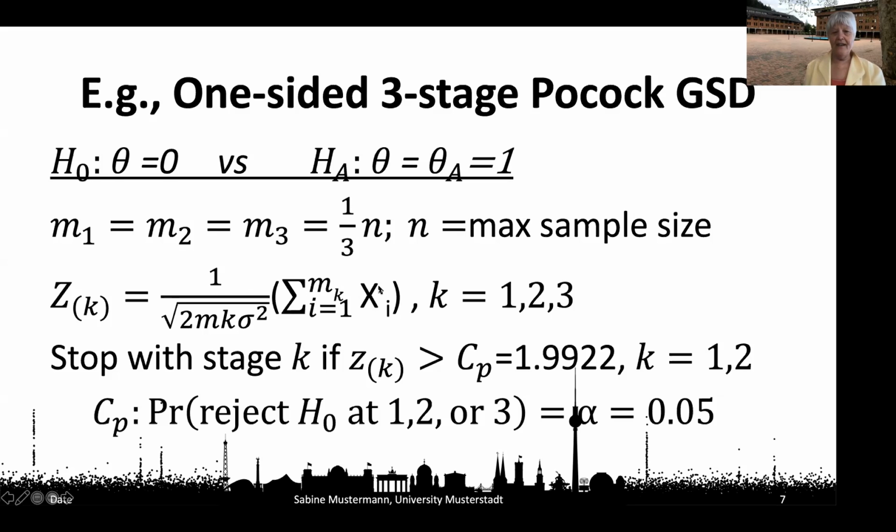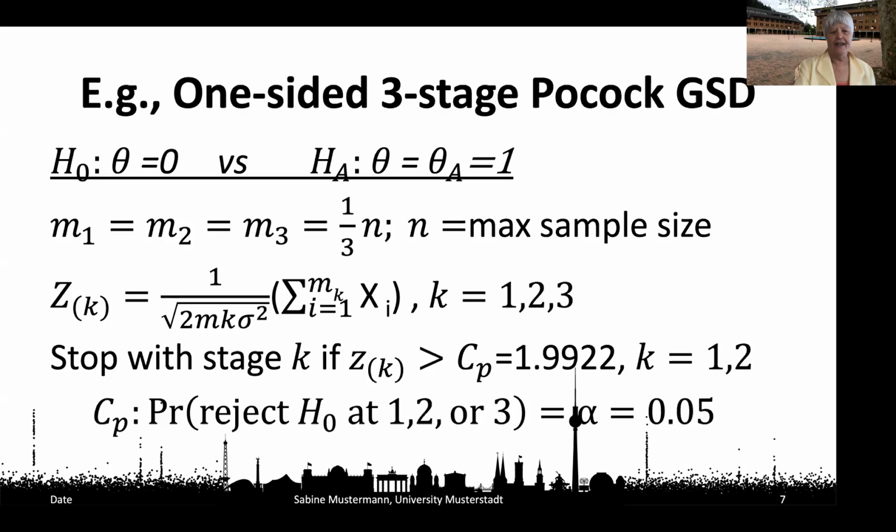Our data here are x's, and we're going to consider a cumulative sum. So we're summing all the data through whatever stage it is that we are evaluating. The statistic z here with the k in parentheses indicates that we've got a standardized cumulative mean of data going through that stage. And we're going to stop the study at stage k if the observed value of that statistic is greater than a constant CP equals 1.9922. And that constant is chosen such that the probability that you will reject the null hypothesis before the end of the study is 0.05.